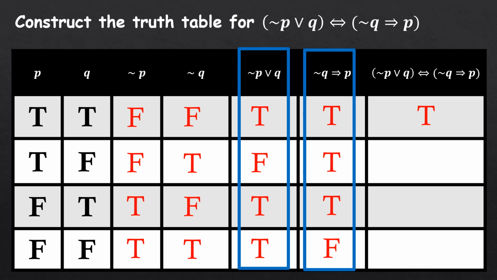F if and only if T, the answer is false. T if and only if T, the answer is true. T if and only if F, the answer is false.